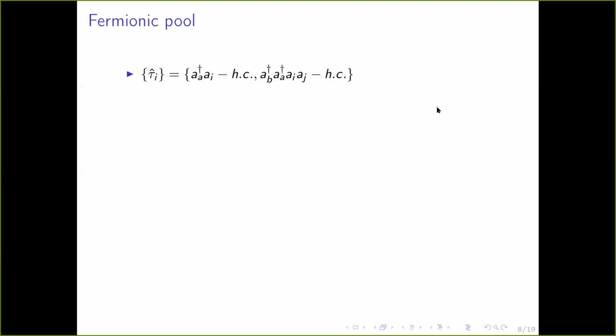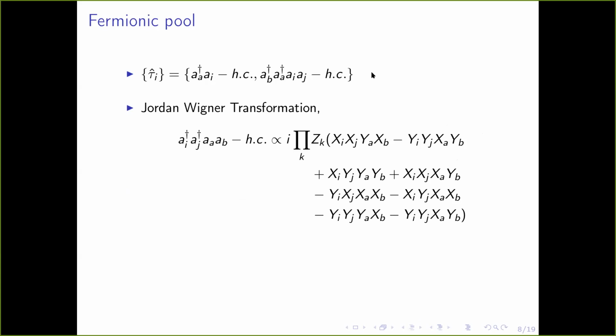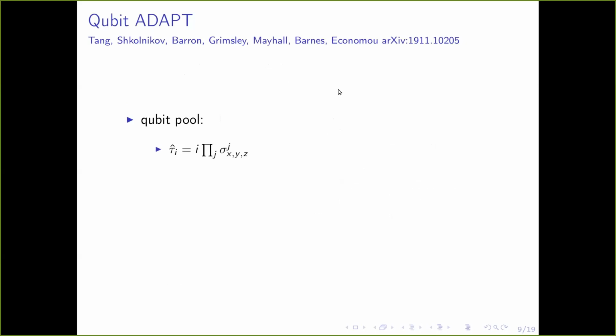So let's take a look at the original fermionic pool of the ADAPT. Basically it's just single excitation and double excitation operators. But if you want to implement on quantum devices, then you need to do a Jordan-Wigner transformation or other kinds of transformation. That will lead to a huge sum of Pauli strings. And if you want to implement an exponential of this operator, it would require a lot of entangling gates, which we don't want. So we have the qubit-ADAPT.